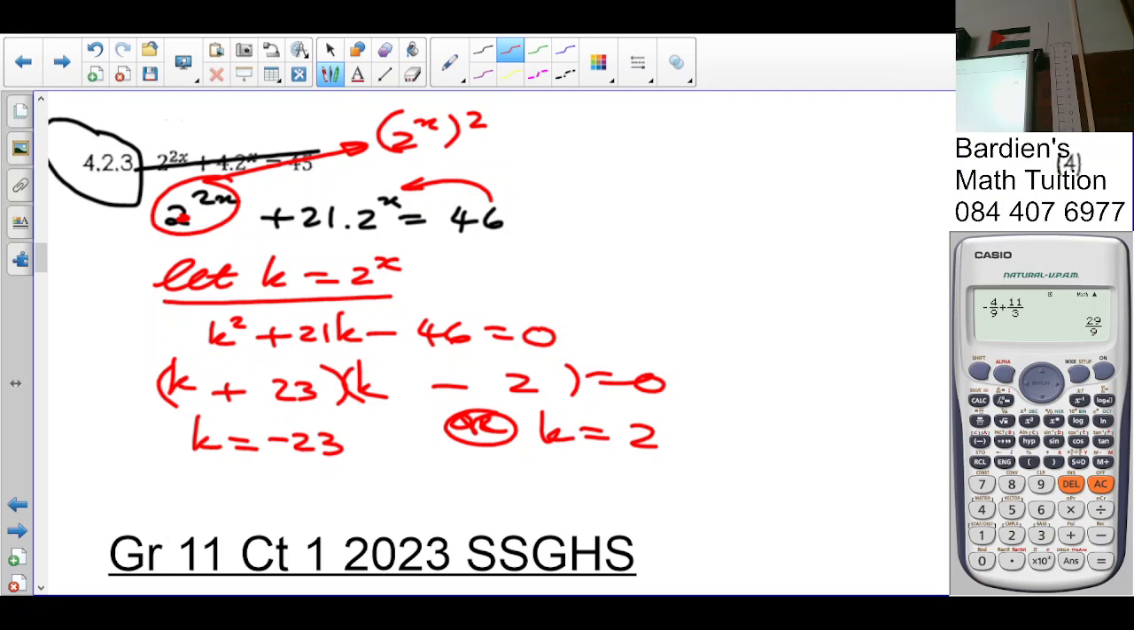But what is k? 2 to the x. So 2 to the x is negative 23. Firstly, that's not going to happen. The number has to be positive. And 2 to the x is equal to 2 to the 1. Therefore, x is equal to?